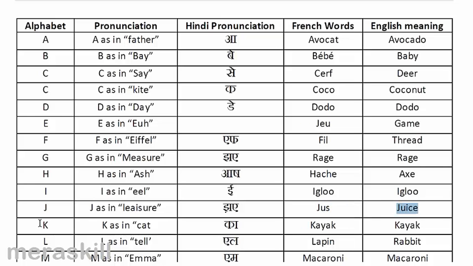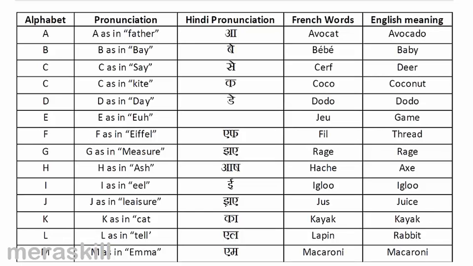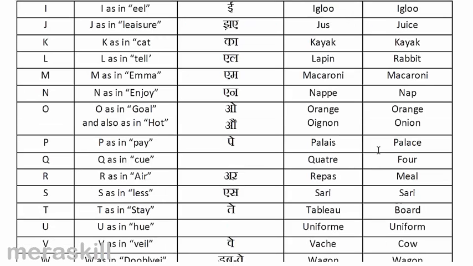Then the next letter is K, which is known as Ka. So that is Ka, as in cat. Here the word is kayak. How am I pronouncing in French? Not kayak, it's kayak. Okay, so K becomes ka, kayak. L is as in English, so this is L as in tell, L, lapin, which means a rabbit. Lapin. So L, la, L.